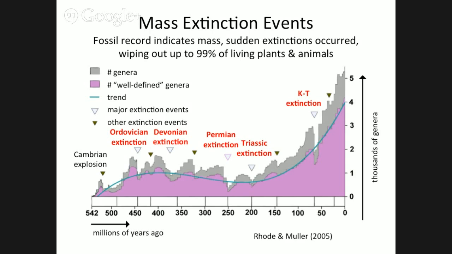It could have been an asteroid impact. It could have been volcanism. It could have been a huge release of sulfur dioxide, hydrogen sulfide and methane in the atmosphere. We're still not quite sure what happens here. Almost all life on Earth wipes out. Almost all complex life on Earth gets wiped out, right?